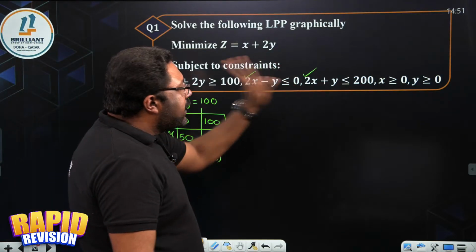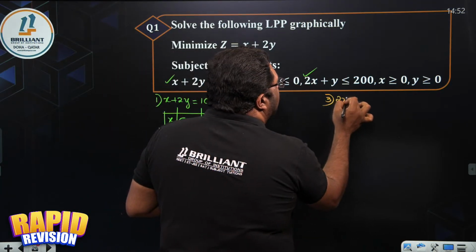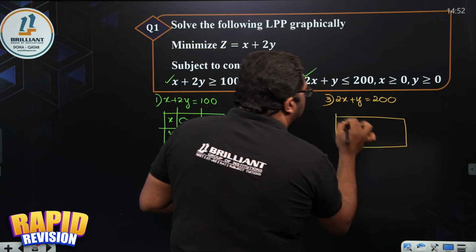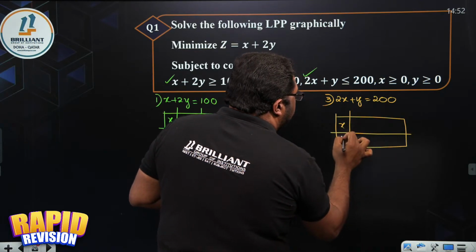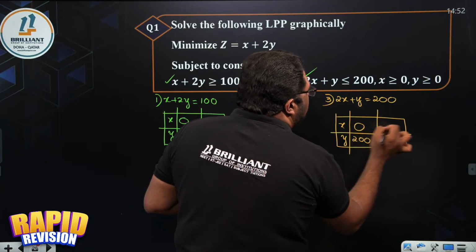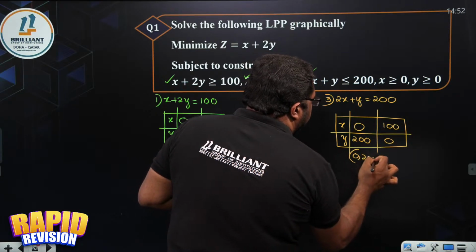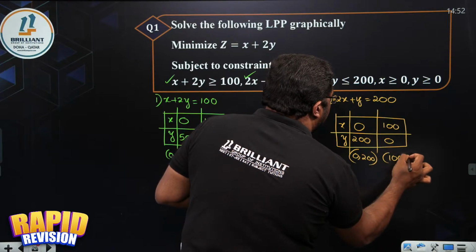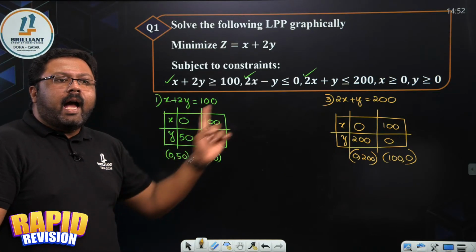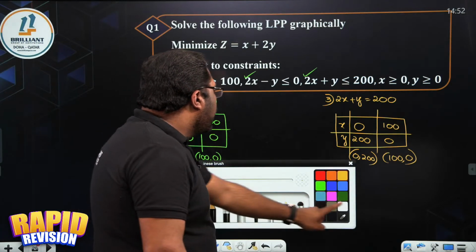Now, wait for the second equation. To make it more clear, let me go for the third equation: 2x plus y equal to 200. Put x equal to 0, y is 200. Put y is equal to 0, x is 100. The points are 0, 200 and 100, 0. Two lines, and the points on the axis are ready. Got it. Now the third one.